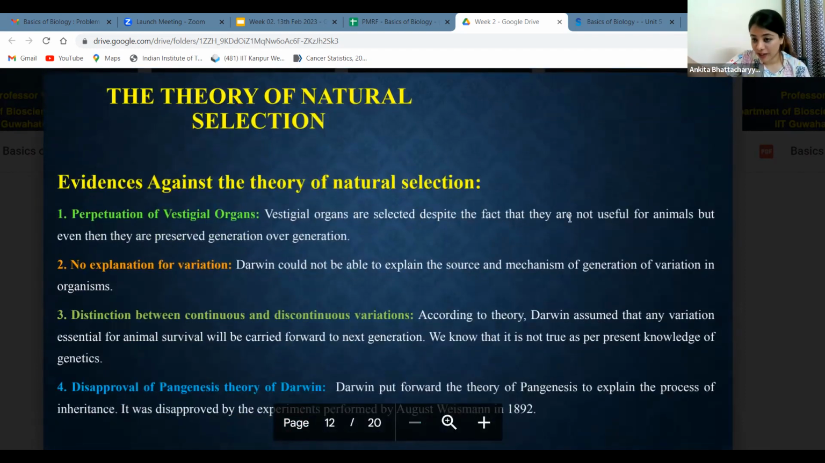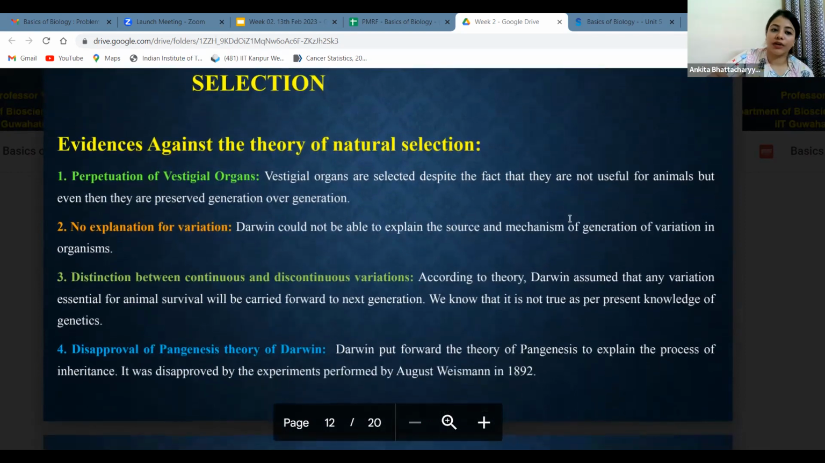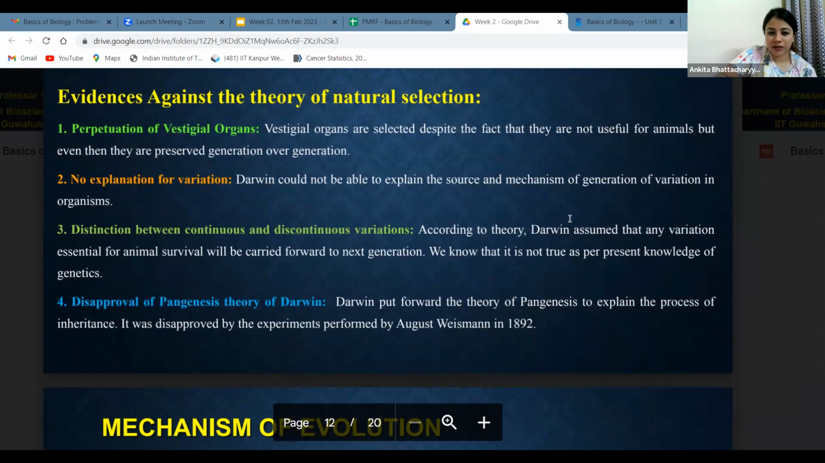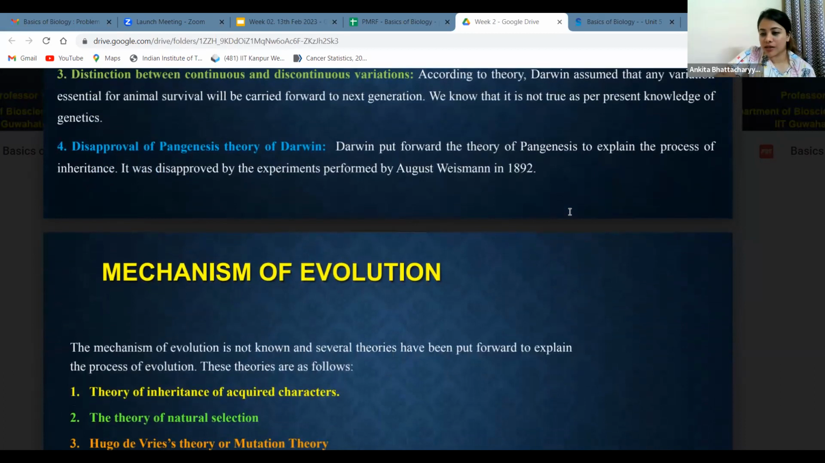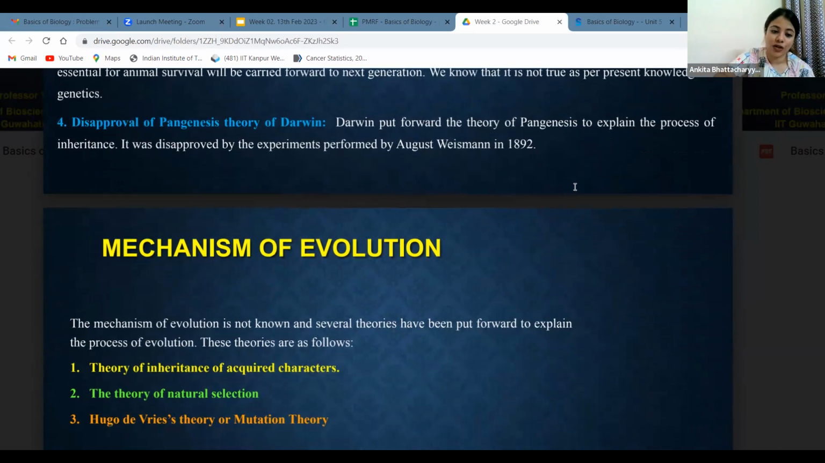And this all sounds very perfect, but there were obviously criticisms against this theory as well. So there was the question, why are vestigial organs then being present? If it is not in use, it should be eliminated. It should not be propagated over generations. Then no explanation for the variation. Then continuous, discontinuous variation, the pangenesis theory by Darwin. These were all debated quite severely, but the concept of natural selection provided a lot of background, at least a starting ground for scientists to understand what is exactly happening over evolution.